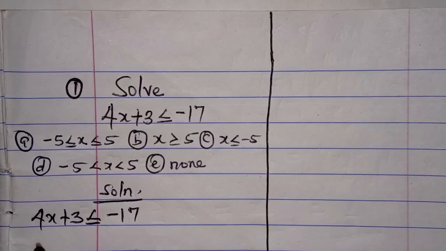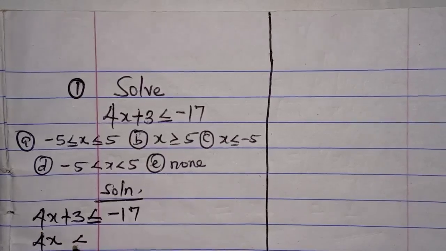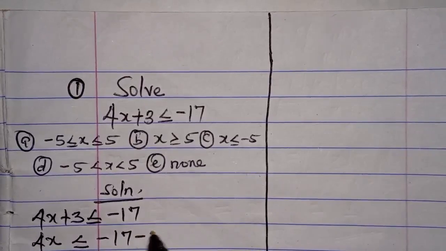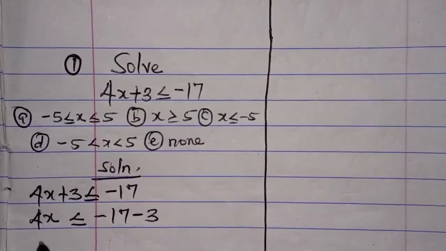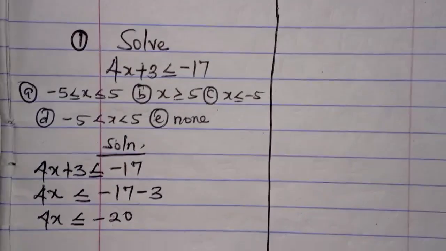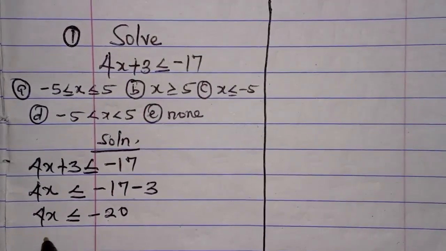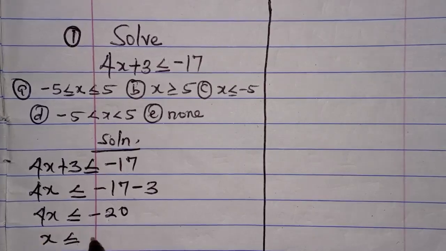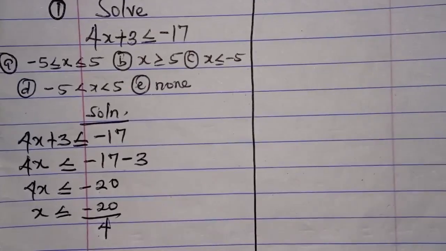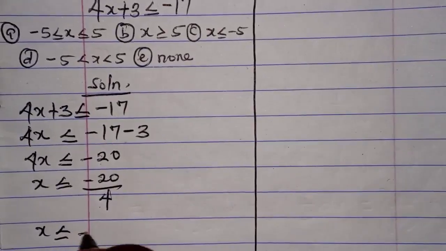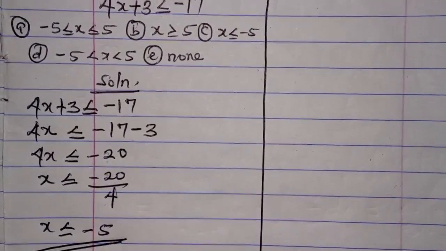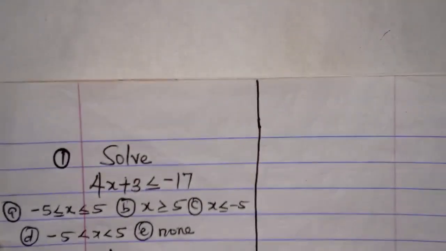If we collect like terms, 4x will be less than or equal to minus 17. The 3 will cross and turn to minus 3. So 4x is less than or equal to what? Minus 20. Dividing both sides by 4, x is less than or equal to minus 20 over 4, and that will give me minus 5. So x is less than or equal to minus 5, and the correct option is option C.